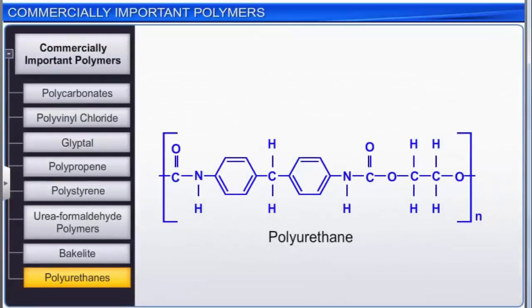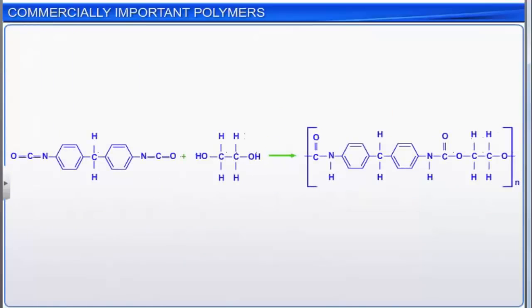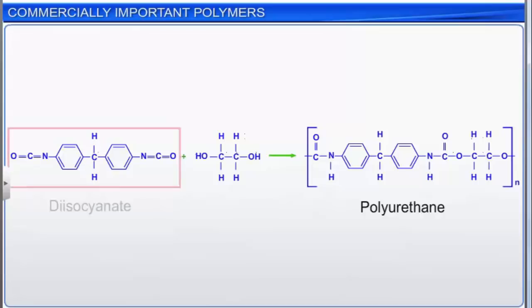Polyurethanes are a class of polymers with a urethane linkage. The formula for a simple polyurethane is shown here. In general, they are made from two monomers, a diisocyanate and a dihydroxy alcohol.